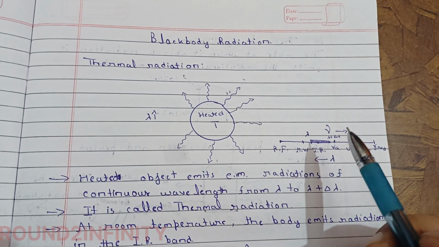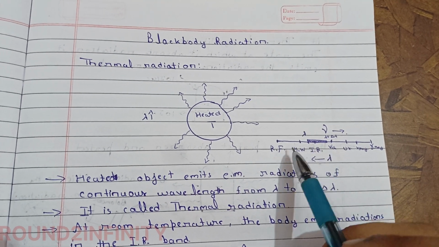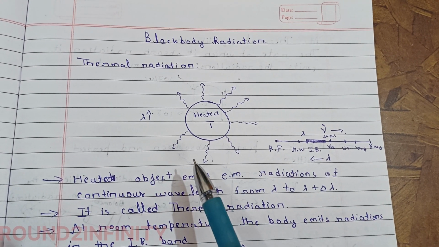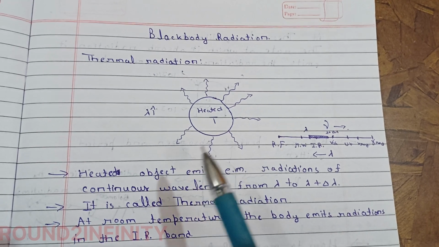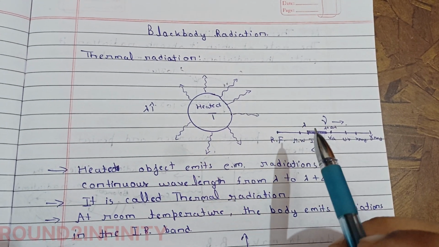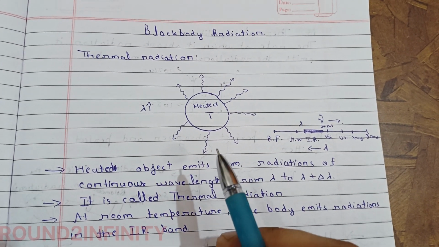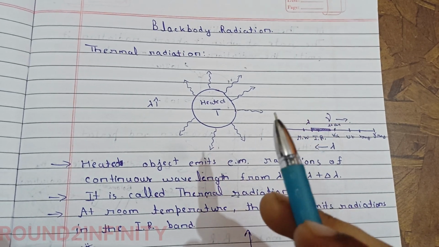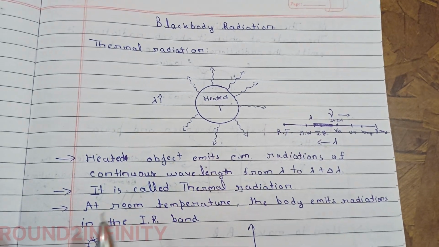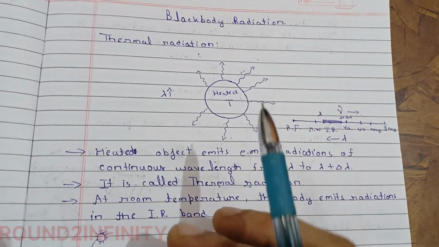At normal room temperature we see that the radiations lie in the infrared region, because we can't see them with our naked eyes, so that's why they lie in the infrared region. But at high temperature we can also see them. So let's see more things about thermal radiation.